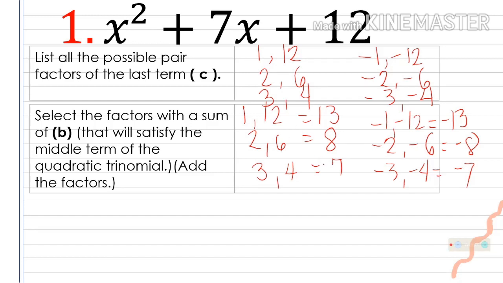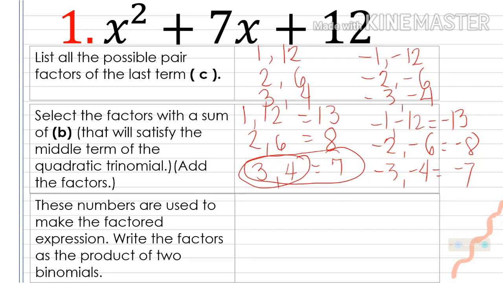So, that's why you are going to select these two factors. Next step: these numbers are used to make the factored expression. You are going to write the factors as the product of two binomials, because you also need the factors of x squared. The factors of x squared will be x and x.